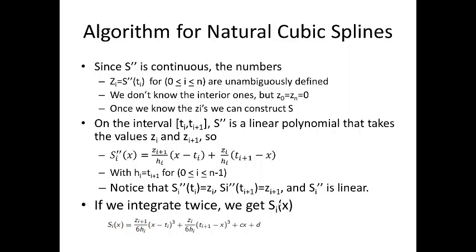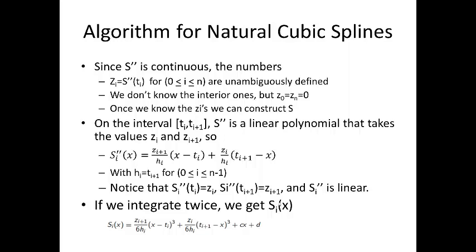Now, we can start out and we know that S double prime is continuous. So the numbers Z sub i equal to S double prime of t sub i for i from 0 through n are unambiguously defined. We don't know the interior ones, but we do know Z0 is equal to Zn is equal to 0. Once we know all the Z sub i's, we can construct S. So on the interval from t sub i to t sub i plus 1, S double prime is a linear polynomial that takes the values Z sub i and Z sub i plus 1.